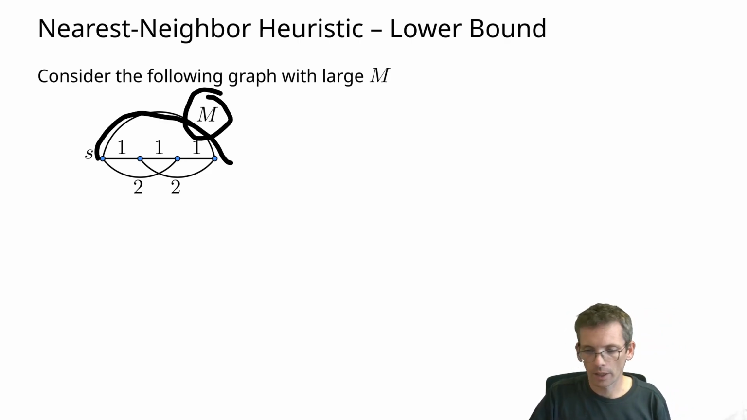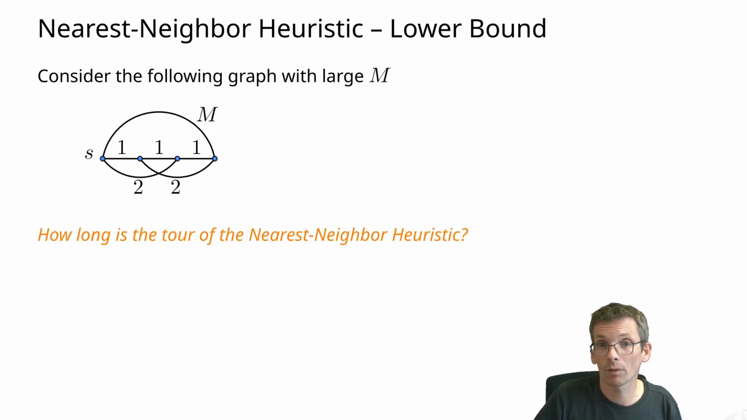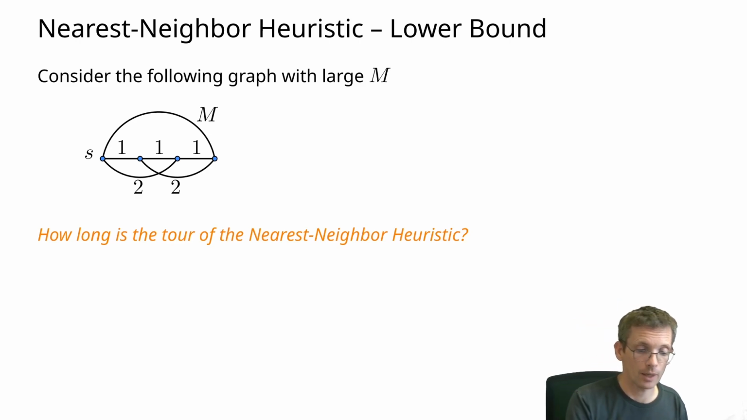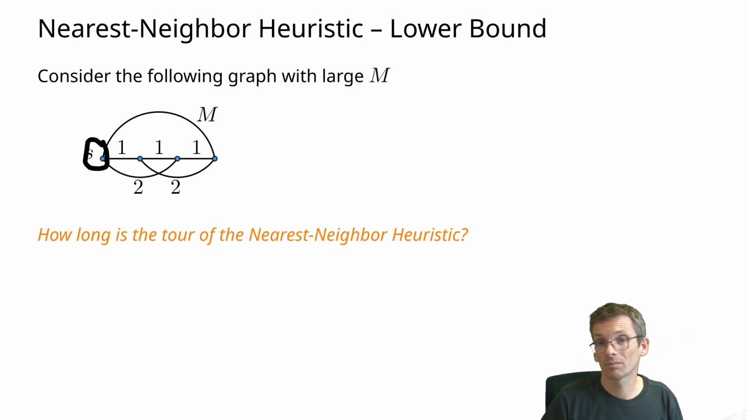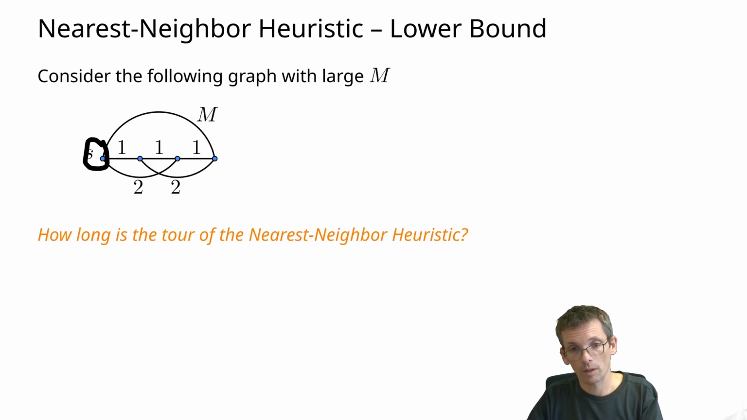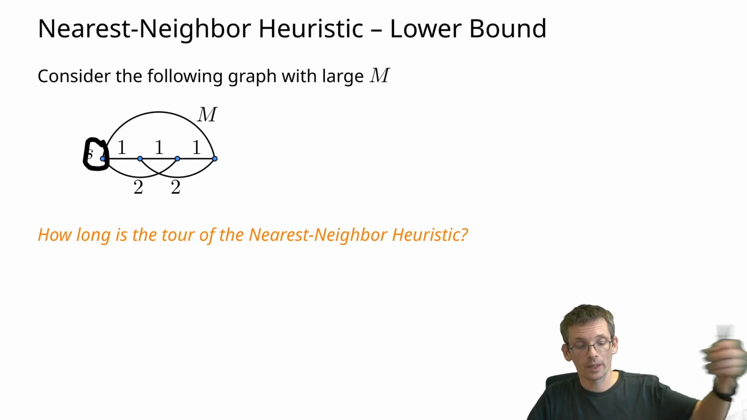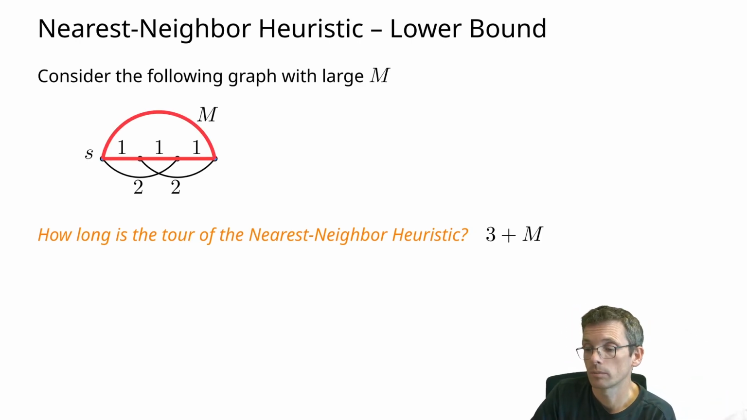If I now calculate how long is the tour that I get from my nearest neighbor heuristic, starting at my S here, what do I get? I do one step, one step, one step. Then my only option is going with big M back. Is there a shorter tour?